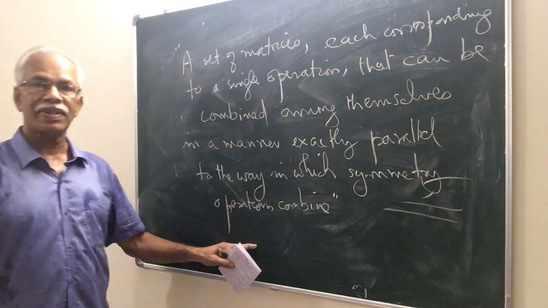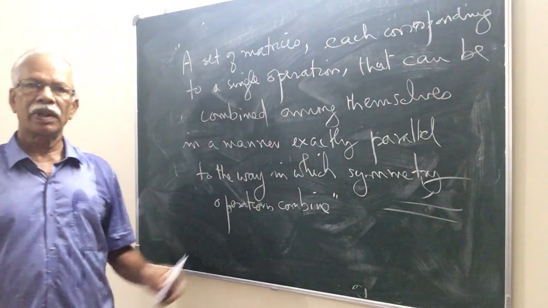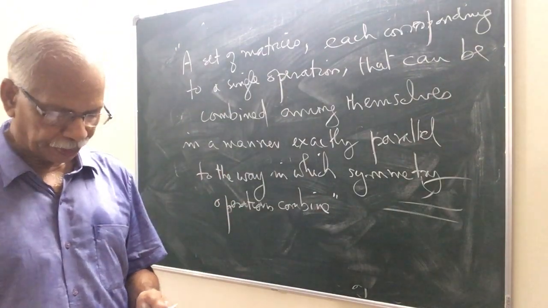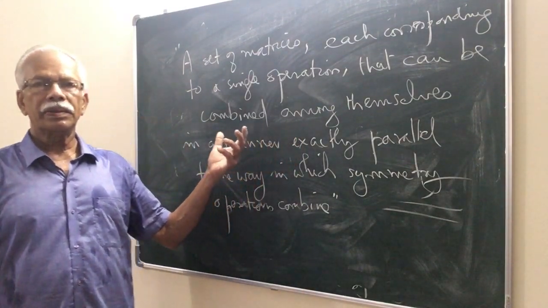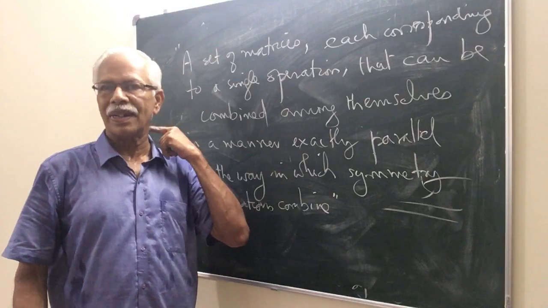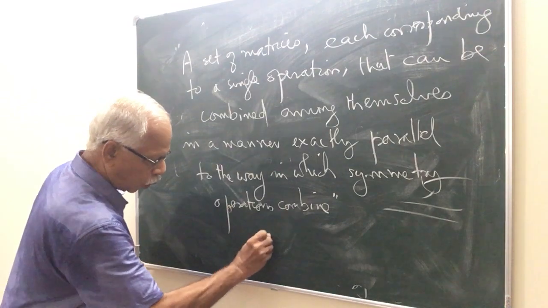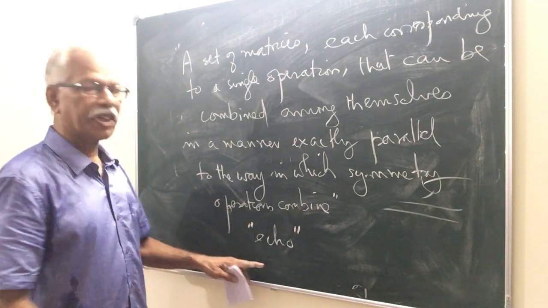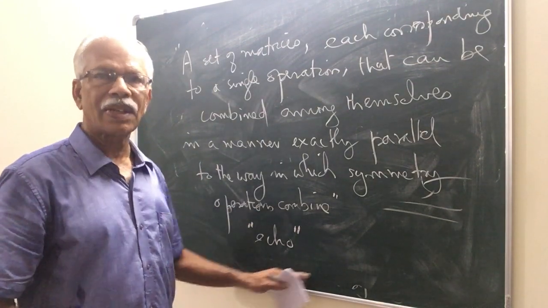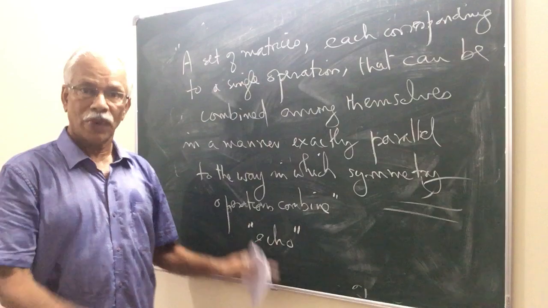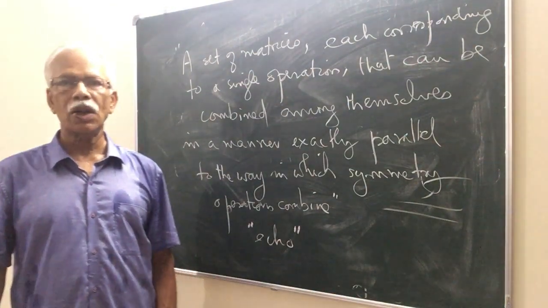This is a beautiful, concise sentence defining representation of a group, as given in the text by F. A. Cotton. The essence of this defining sentence is that these matrices are generated to echo the properties of operations. They exactly play the same role as operations. That is why they are called representations. They echo the properties of symmetry operations.